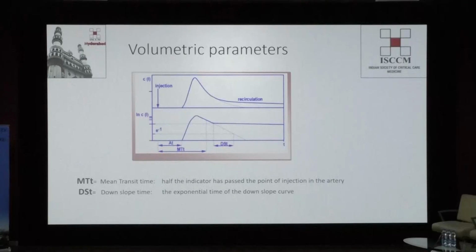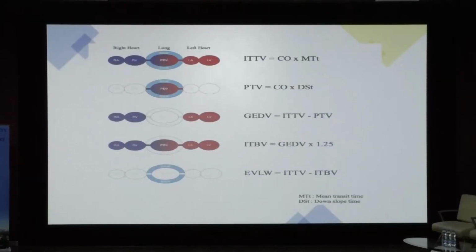Once these values are taken by the monitor, it will give us these different parameters. They can be calculated using different things, which can be clearly seen here. The total amount of blood volume present in the thorax is called the intrathoracic thermal volume. It includes RA, RV blood volume, extravascular lung volume, and LA and LV. It is given by the formula cardiac output times the mean transit time. The time taken by the diluent multiplied with your cardiac output gives you the intrathoracic thermal volume.